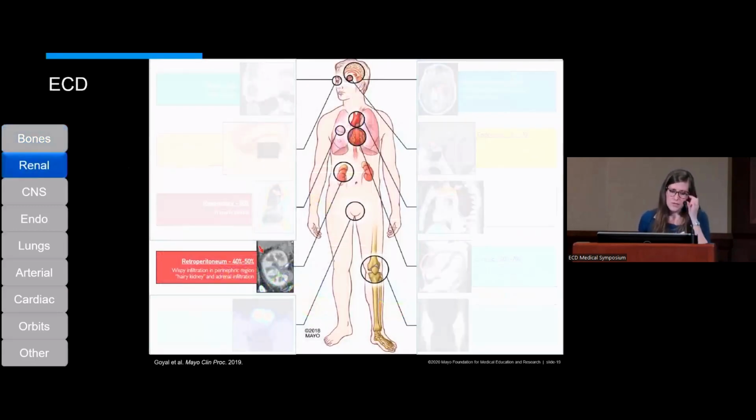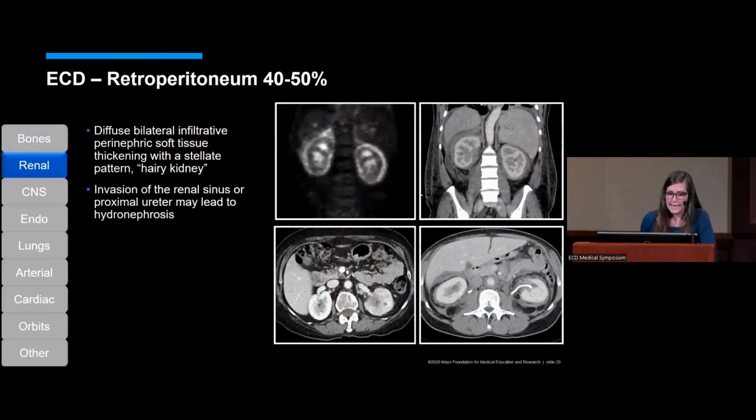So moving on from the bones to the retroperitoneum, we're going to talk about the kidneys next. This is commonly involved, where you get the hairy kidneys that you're all familiar with, with bilateral perinephric soft tissue stranding. As you can see on the images on the right here, you have pretty moderate FDG uptake surrounding the kidneys, corresponding to the soft tissue thickening that we see on this contrast enhanced CT. The contrast enhanced CT is going to help identify some of this thickening a little better. Sometimes when it's subtle, it can be missed on the PET CT.